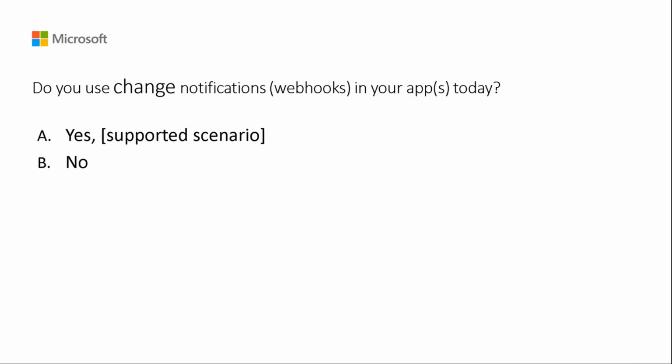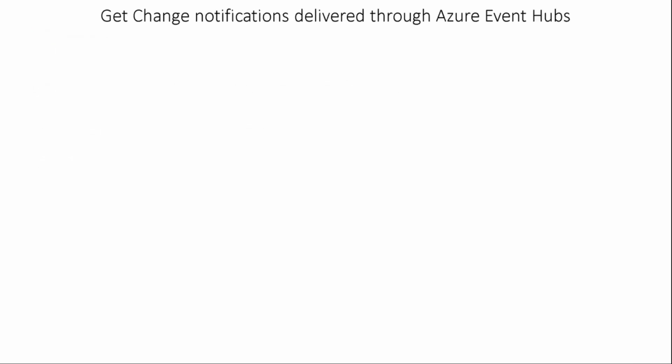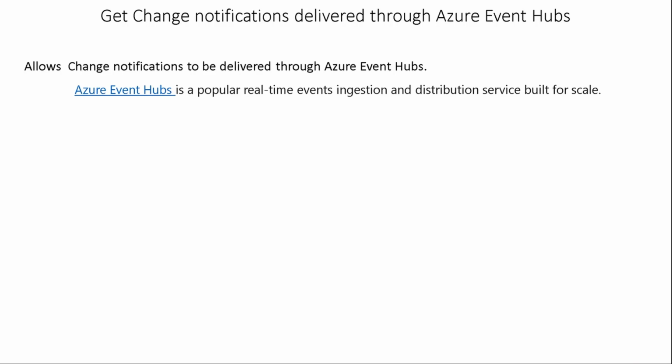With that, I will move on to the next slide and introduce you to this particular feature, which is to get change notifications delivered via Azure Event Hubs. So why did we build this feature, what this is, and this is what we will cover here now. So change notifications, as I had mentioned earlier, is delivered to you via a REST endpoint that you expose on the internet for Microsoft Graph to send notifications to.